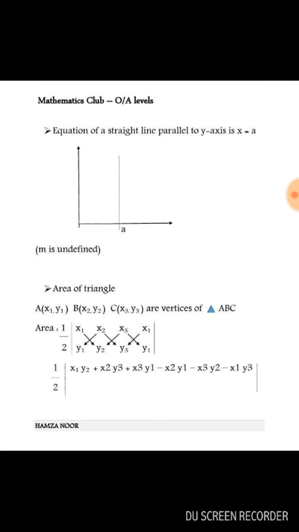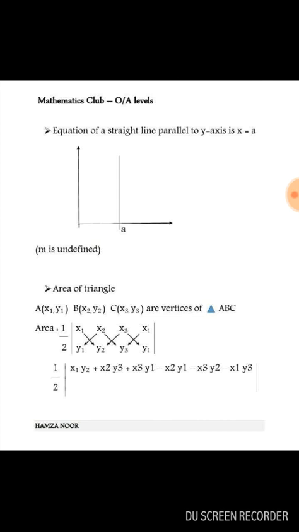this formula: 1 upon 2, and there you write a modulus sign, and in that you write x1 y1, x2 y2, x3 y3, and again x1 y1. This is the basic rule of this formula. By this formula you can calculate the area of a triangle, area of a parallelogram, or area of any other shape. So in the case where you have to calculate the area of a triangle, we have 3 points. So when we write x3 y3, we have to write x1 y1 again.